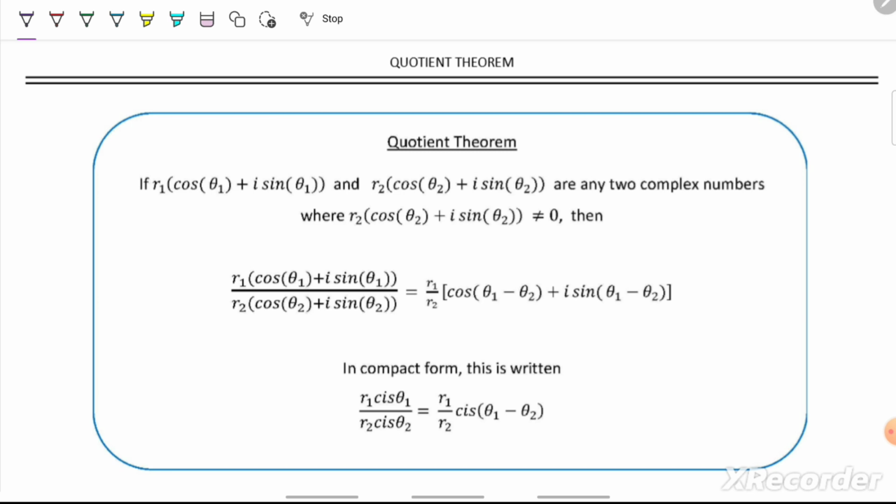So if we have two complex numbers in polar form, the first one being r1 times cosine of theta 1 plus i sine of theta 1, and the second one being r2 times cosine of theta 2 plus i sine of theta 2. When you divide them, what we're going to do this time is divide the two r values and subtract the thetas. Remember, with product rule, we multiplied the two r values and then added the thetas. Here, we're going to divide the two r values and subtract the thetas.